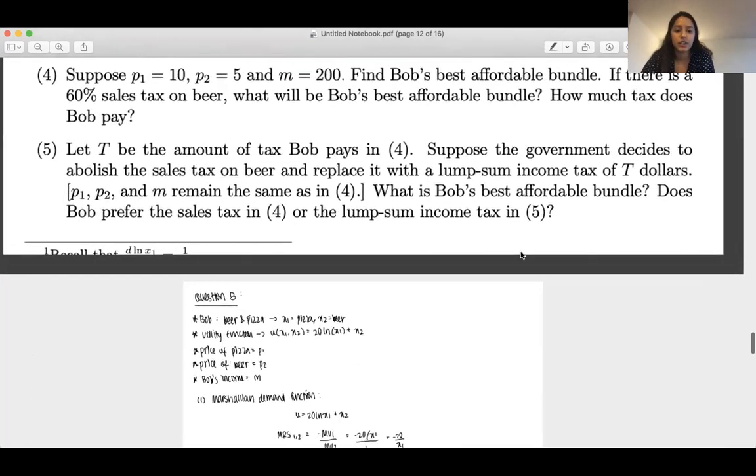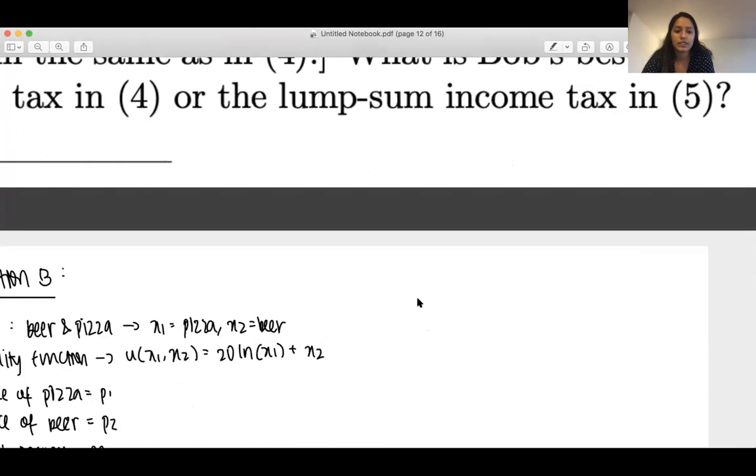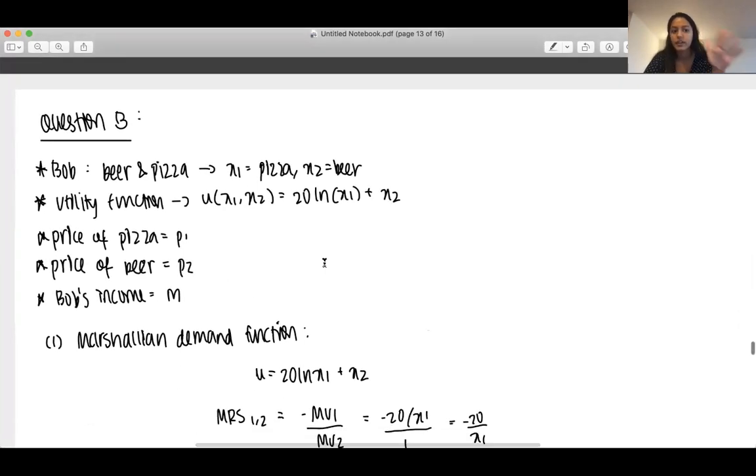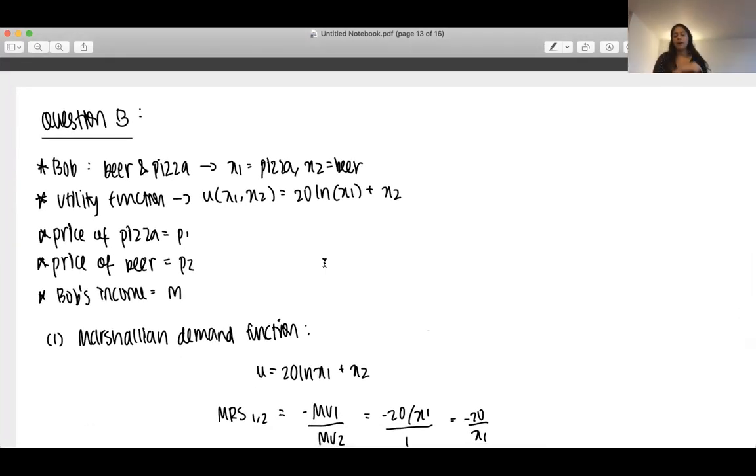So here again, as you can see, I've written little points in order for me to remember the question so I don't have to go back. What you guys can also do is just highlight or underline the question. I don't know why I don't do that, but I just prefer it this way. So Bob is a consumer. He consumes two goods, beer and pizza. So X1 in this case is pizza and X2 in this case is beer.